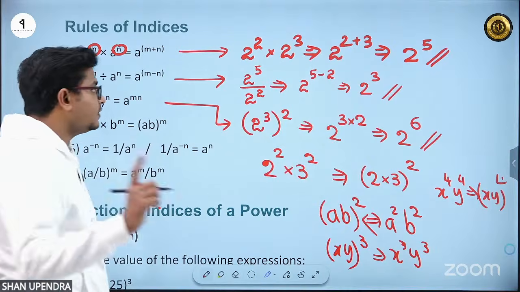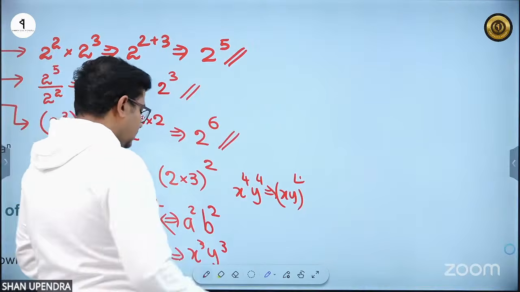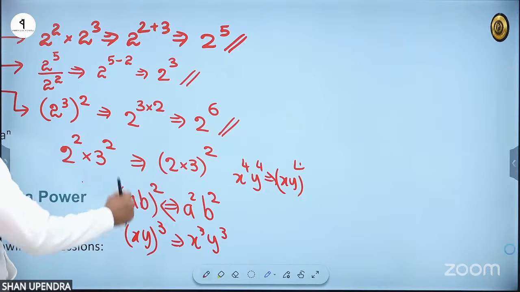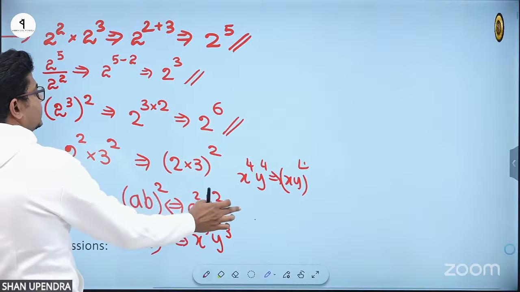But here this is not correct. Sometimes you are making this kind of mistake. Here this is a multiplication. You can take ab squared.